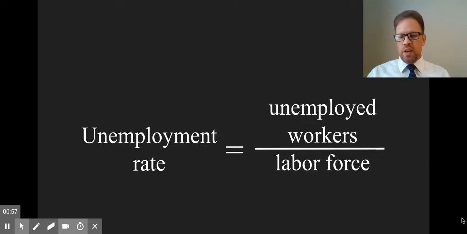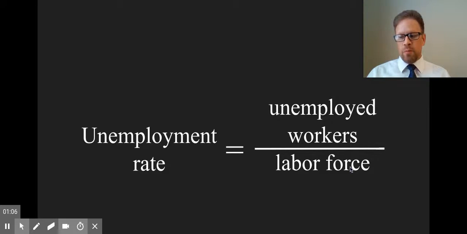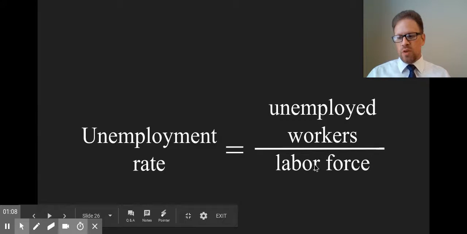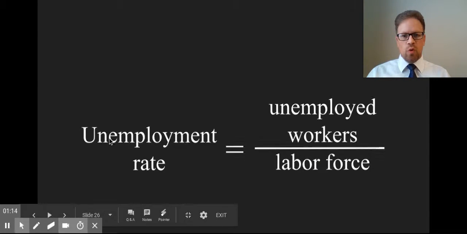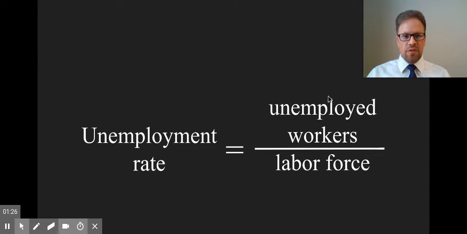Now, the unemployment rate is actually the percentage of the labor force, and the labor force is composed of people age 16 and over who are either employed or actively seeking work. That's what the labor force is. So the actual equation, unemployment rate: you take your unemployed workers, those that don't have jobs and are actively looking for work. If you're not actively looking, you're not actually unemployed. Divide that by the labor force, which again is people 16 and over who either have jobs or who are actively looking for jobs.